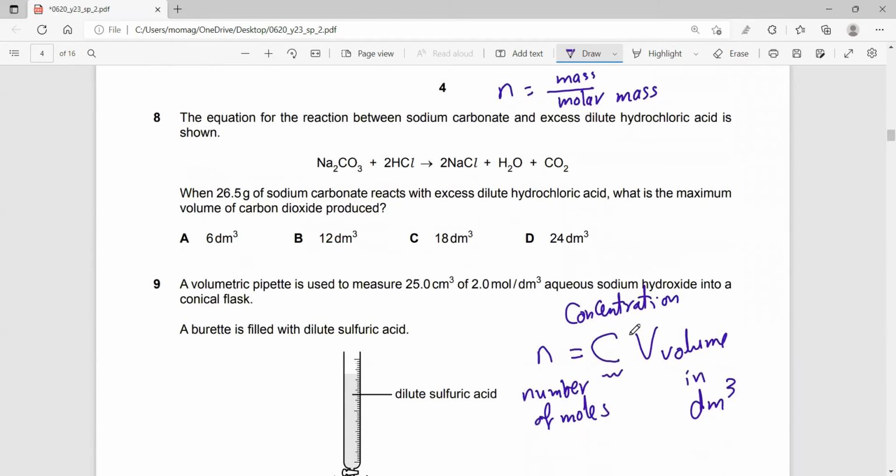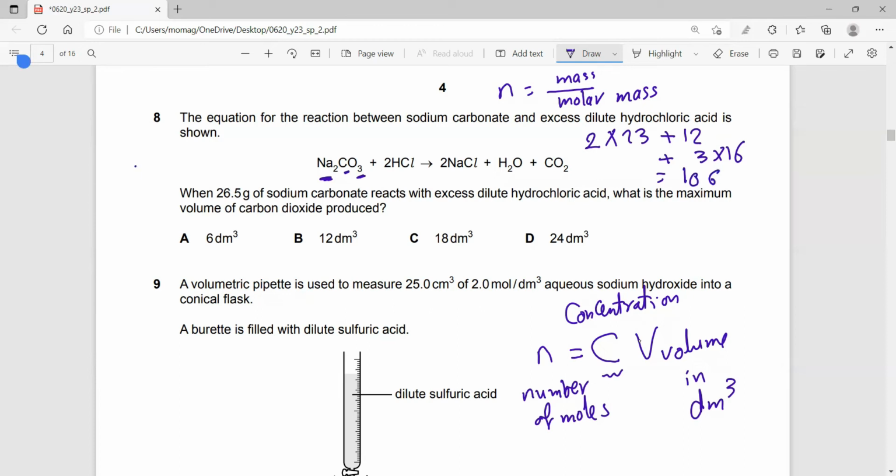We need to determine the molar mass of Na2CO3. So we have 2 Na, 2 times 23, plus carbon is 12, plus we have 3 oxygen, 3 times 16. Let me use my calculator. 2 times 23 plus 12 plus 3 times 16. This is equal to 106.